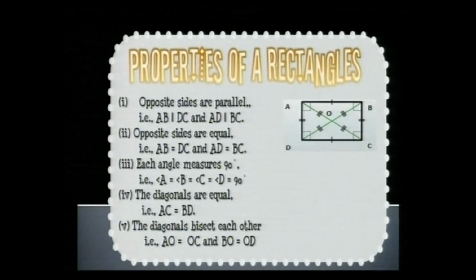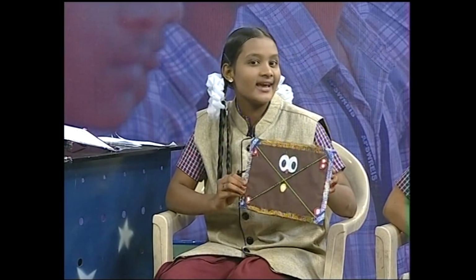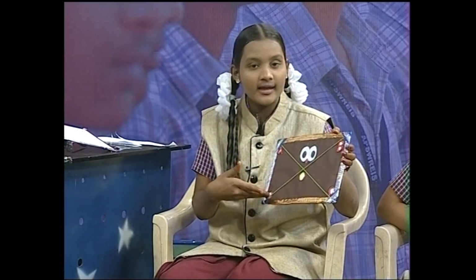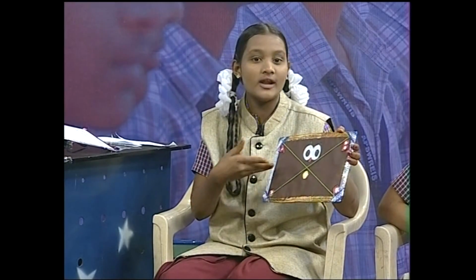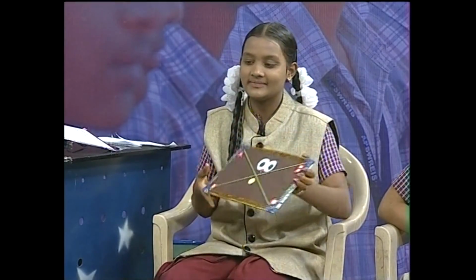And the second property of a rectangle, Nikita, you explain. Yes, sure. The second property of a rectangle is each angle measures 90 degrees. Angle A equal to angle B, angle B equal to angle C, angle C equal to angle D, and last one, angle D equal to angle A is equal to 90 degrees. Very good, Nikita.